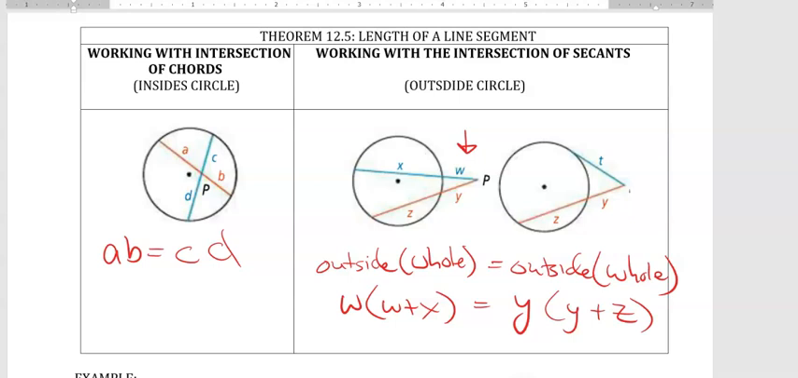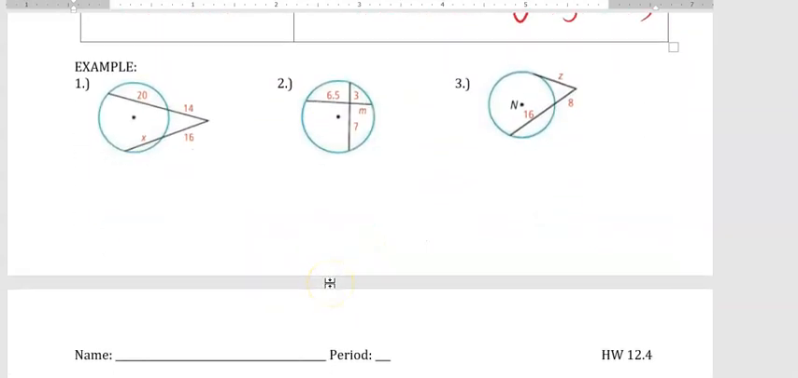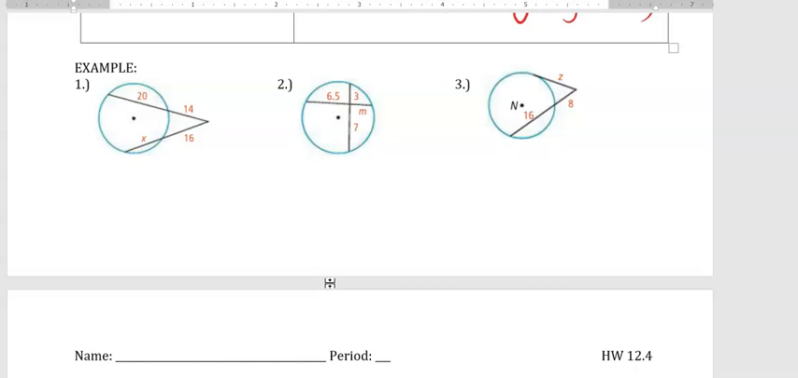Just to let you know, number 6 on your homework, you're going to have to use the quadratic formula, and it's going to give you some ugly answers. Just round to the tenth at the very end. You're not going to be able to solve by factoring because it's not factorable. All right, let's go ahead and do some of these, and then you can get started on the homework.